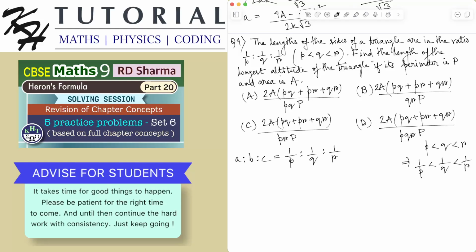So among the lengths of the sides a, b, c, which is the shortest side? Obviously in the ratio 1 by p is to 1 by q is to 1 by r, the shortest part is 1 by r.